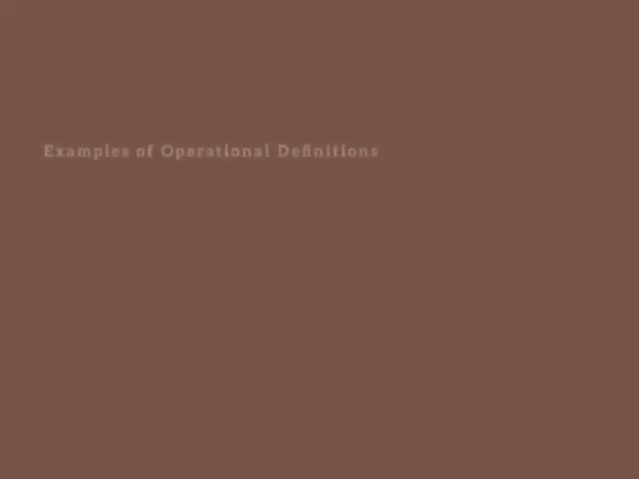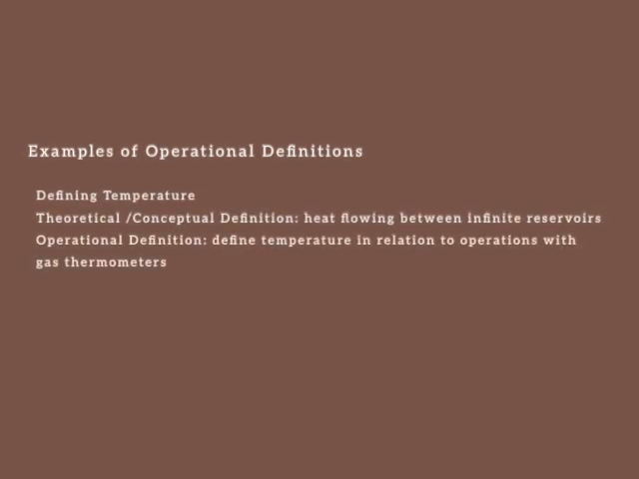So here are some examples of operational definitions and theoretical definitions. Let's start with the concept of temperature. Theoretical or conceptual definitions can be quite abstract, like heat flowing between infinite reservoirs. However, operational definitions ground this concept in reality. So in this case, we define temperature in relation to operations with gas thermometers. By doing this, we have a concrete way to measure and understand temperature.